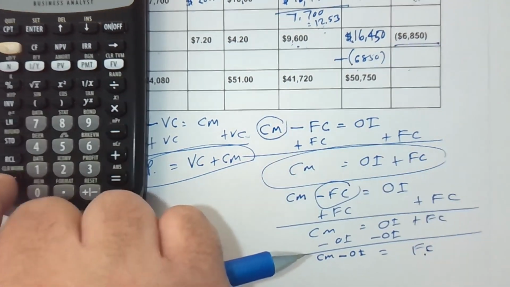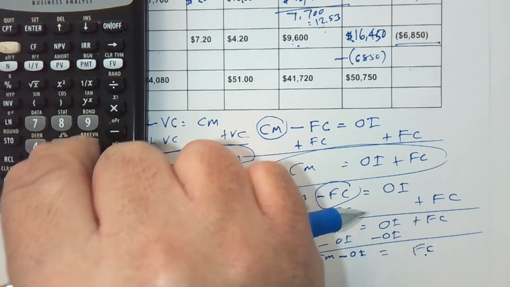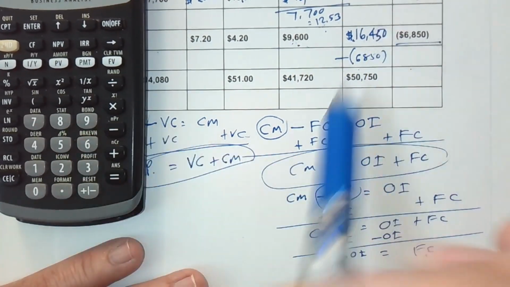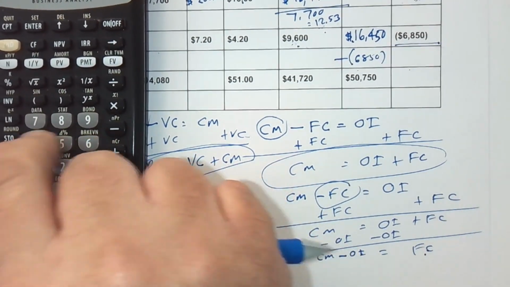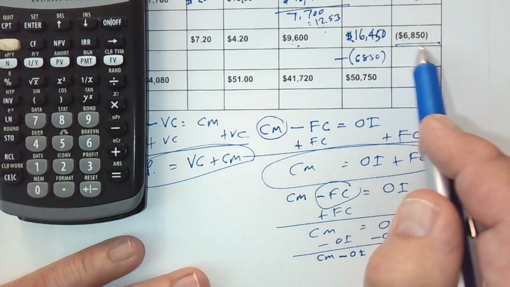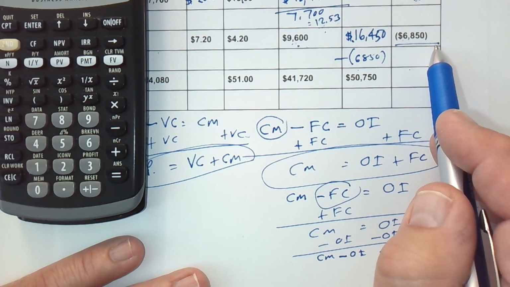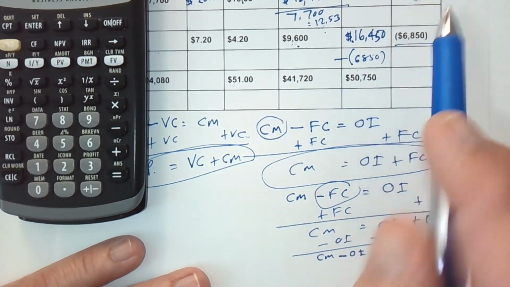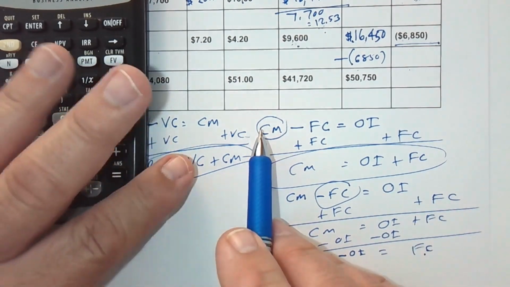You can check this work by working backward. If I have 9,600 in contribution margin and I subtract out fixed cost of 16,450, that gives me negative $685, which is the amount of the operating loss. So we can determine that that is correct.